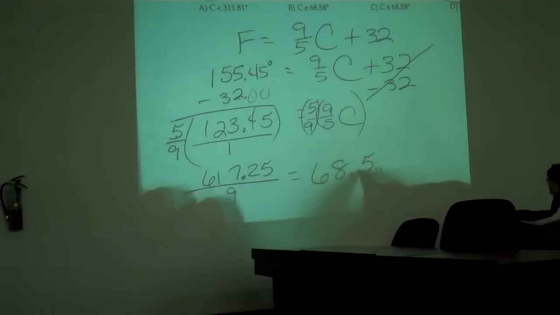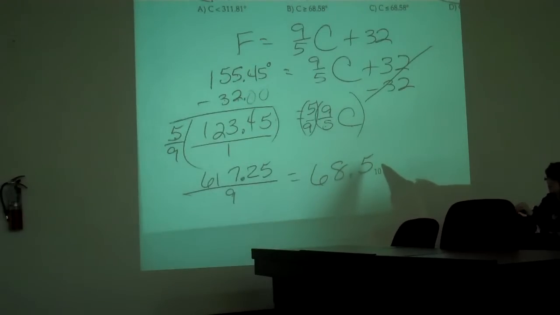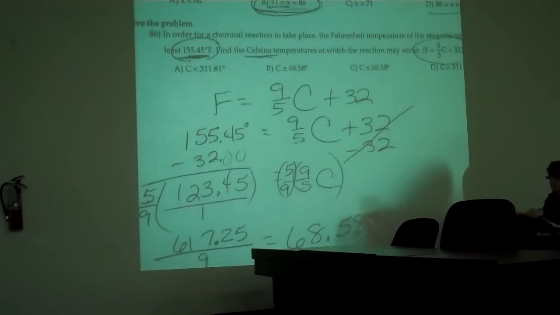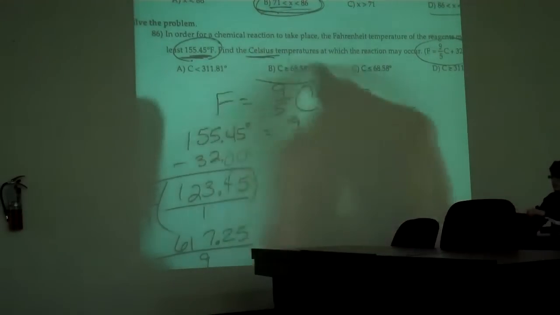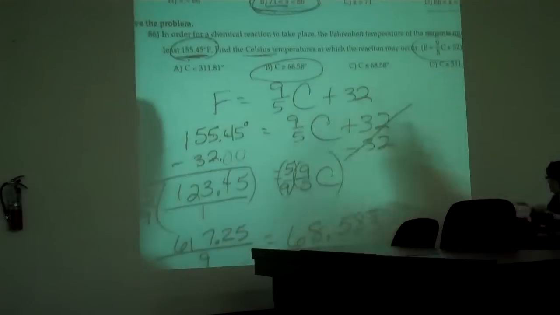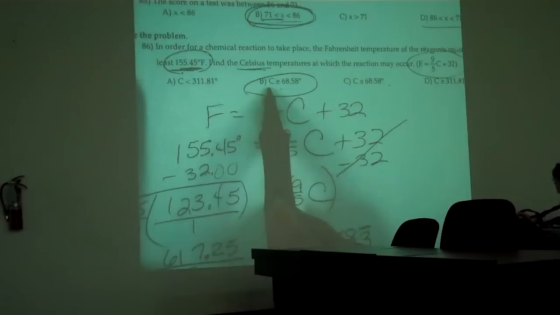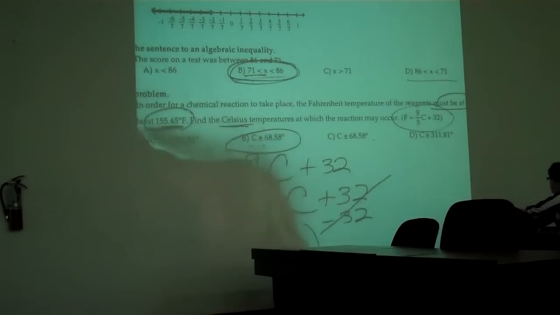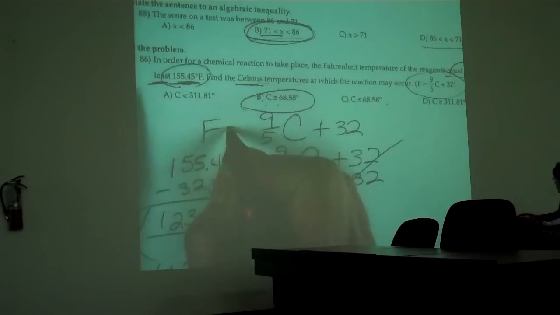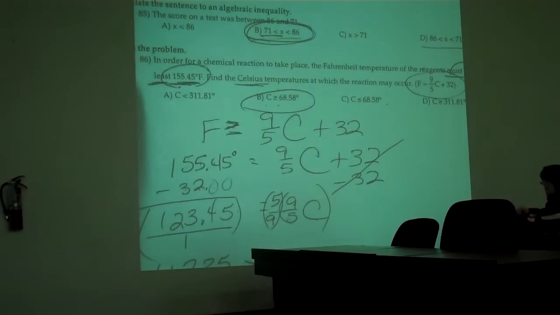68.583 repeating. It didn't say to round it, but this was the closest. Oh, and I didn't put the greater than or less than sign. It says it must be at least. So the Fahrenheit has to be greater than or equal to this.